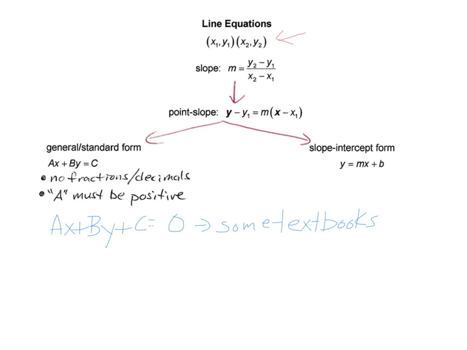Then it depends on what's asked for where you'll go next. If you're asked to do general or standard form, that means that the x and y are on the left, everything else on the right. It has 2 picky rules. One is that there can be no fractions or decimals, and the other is that the a, the value in front of the x, must be positive. Some textbooks put everything on the left and have it equal to 0 on the right, although over the years I've found that more textbooks put the c on the right. It doesn't really matter. Then slope-intercept form is the y by itself, y equals mx plus b.